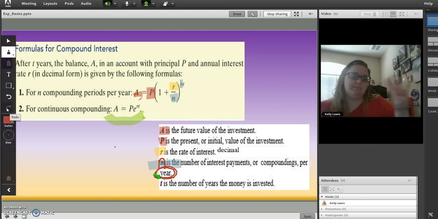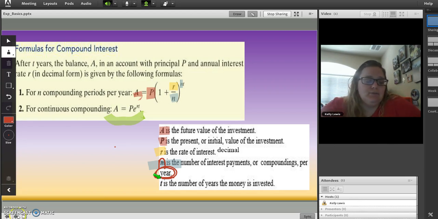All right, so I just keep these formulas. I don't have these memorized. I just keep these formulas to the side as I'm doing these problems.